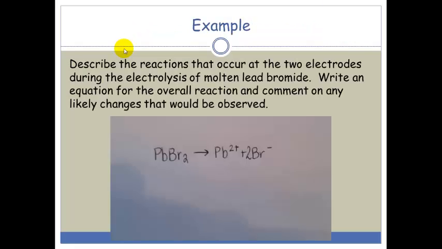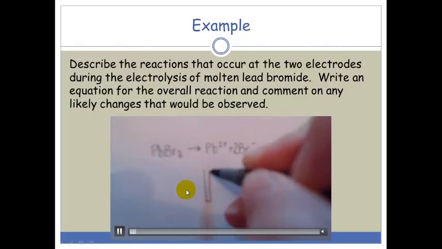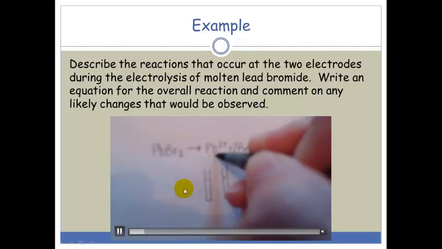So here's an example of a molten electrolysis. Describe the reactions that occur at the two electrodes during the electrolysis of molten lead bromide. Write an equation for the overall reaction and comment on any likely changes that would be observed. So here we have lead bromide and we're melting it, so we're forming the ions. And if we have electrolysis, we have a negative electrode and a positive electrode.